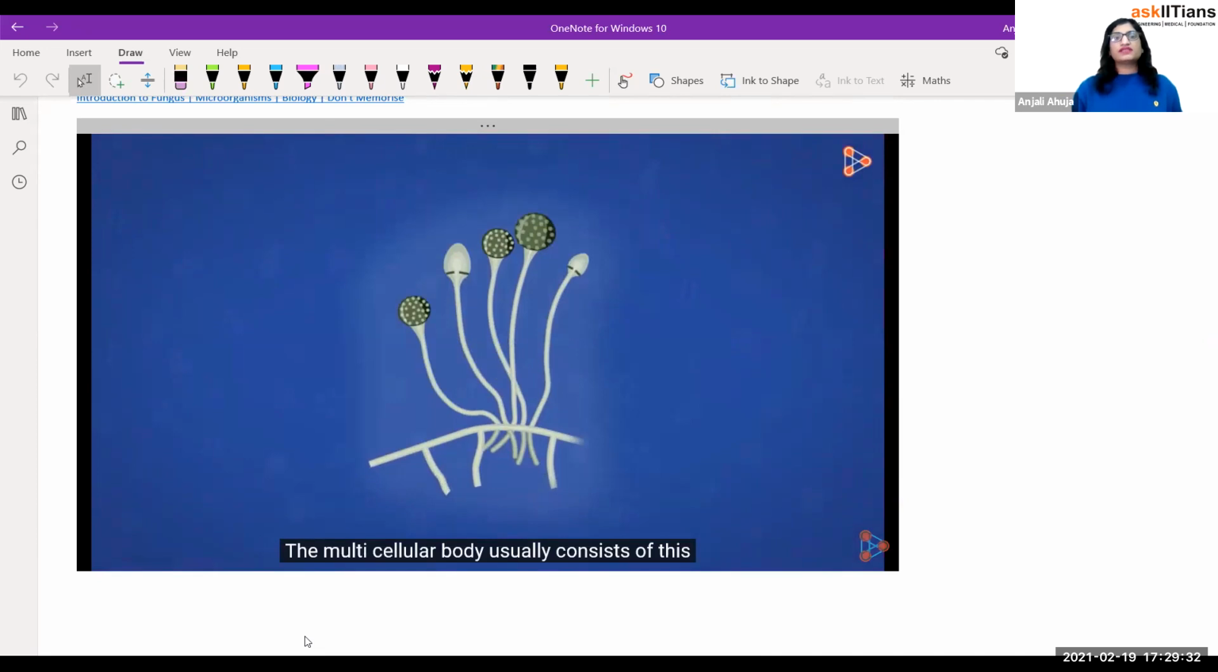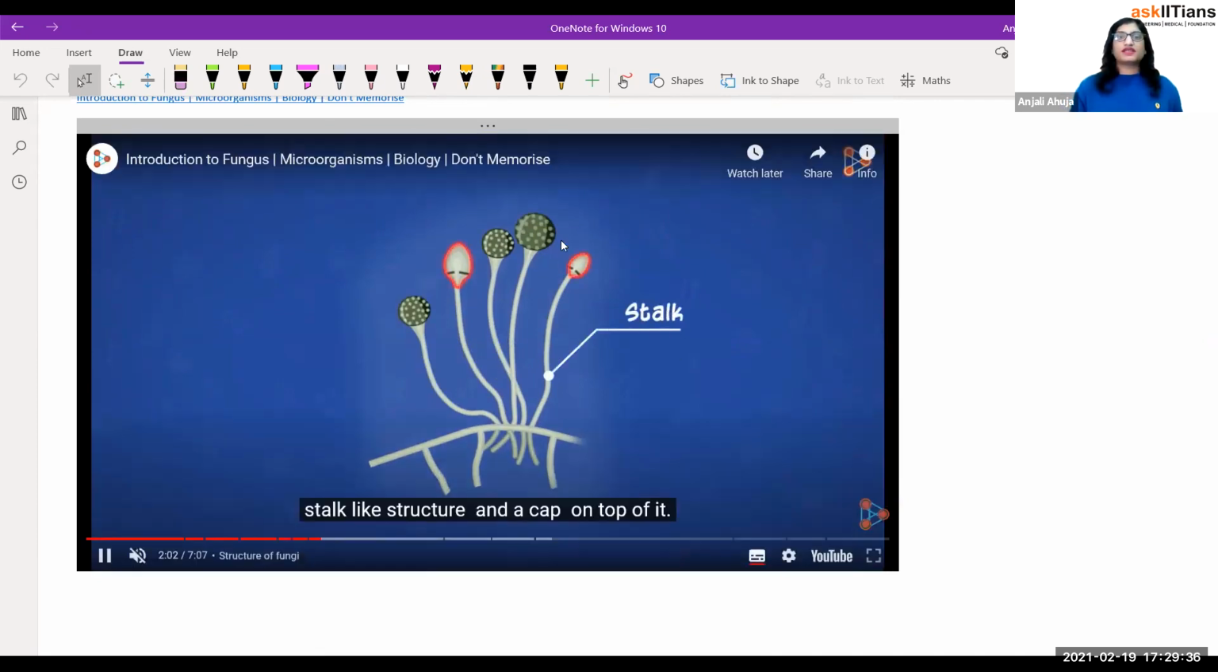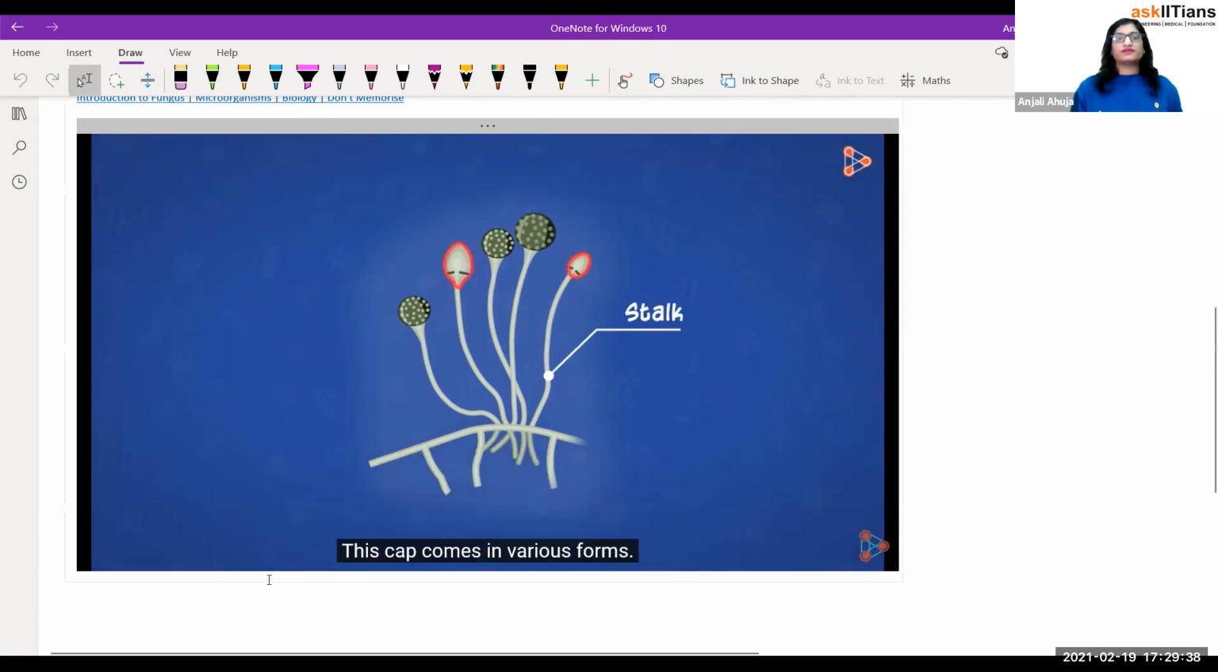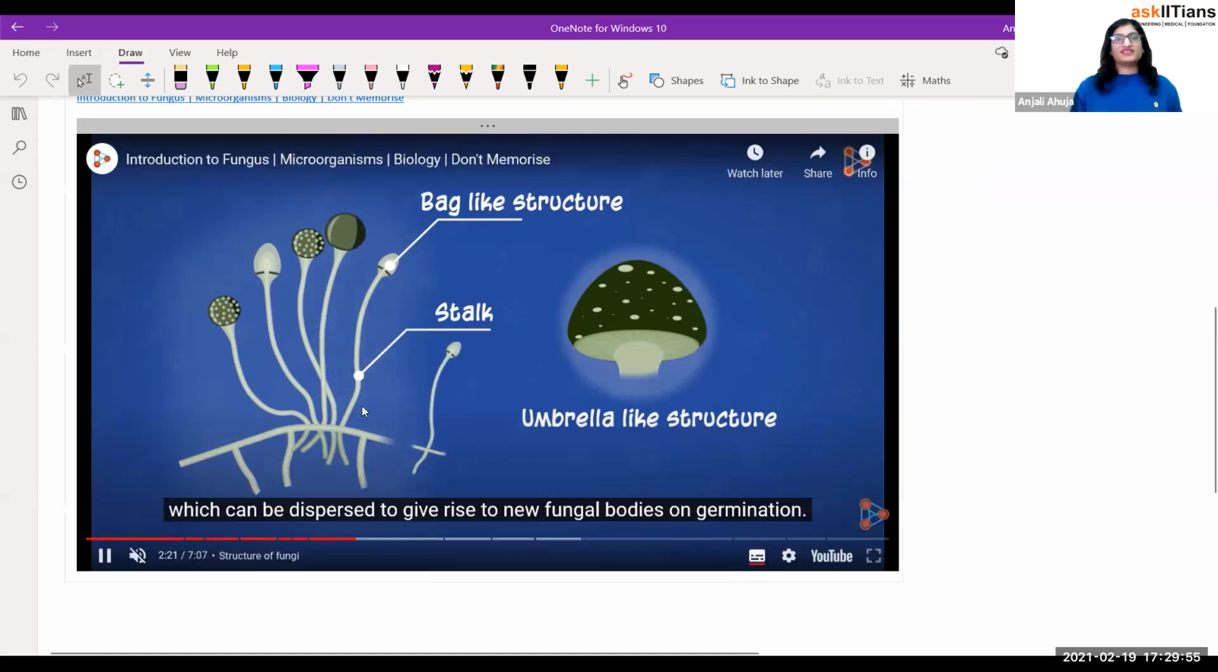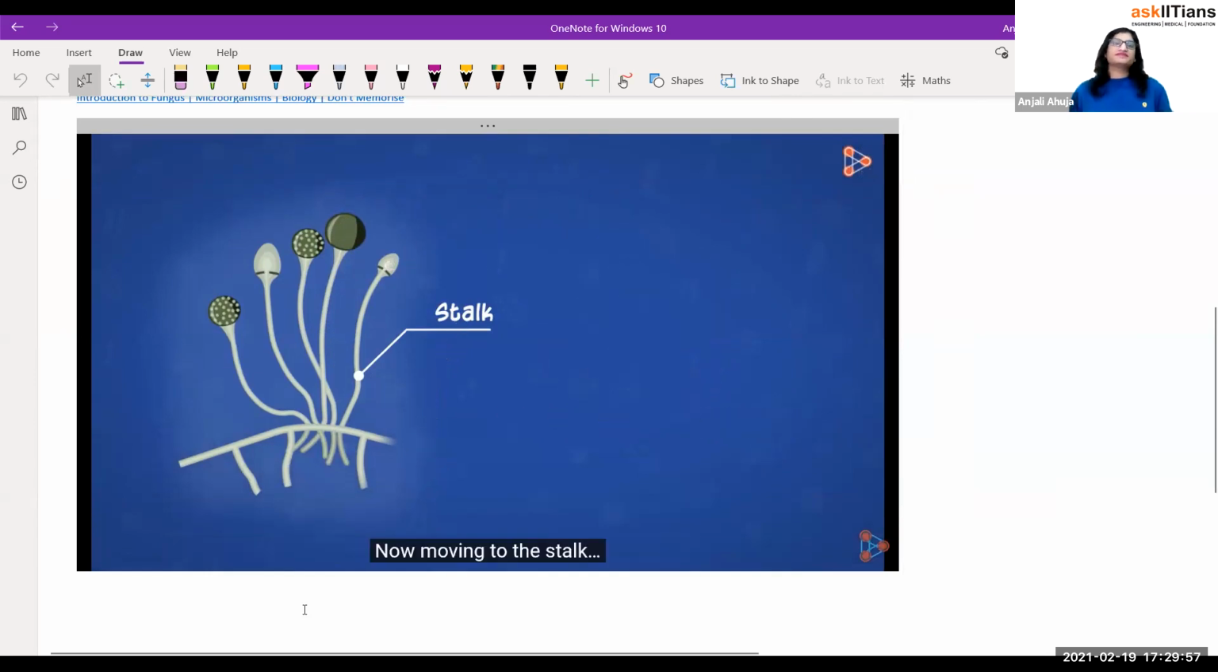Now, talking about the multicellular structure, they have this sporangium, a stalk-like structure, and then the sporangium is connected, and spores are getting formed. They contain spores of the fungi. So when it is breaking up, they're forming the new colony.